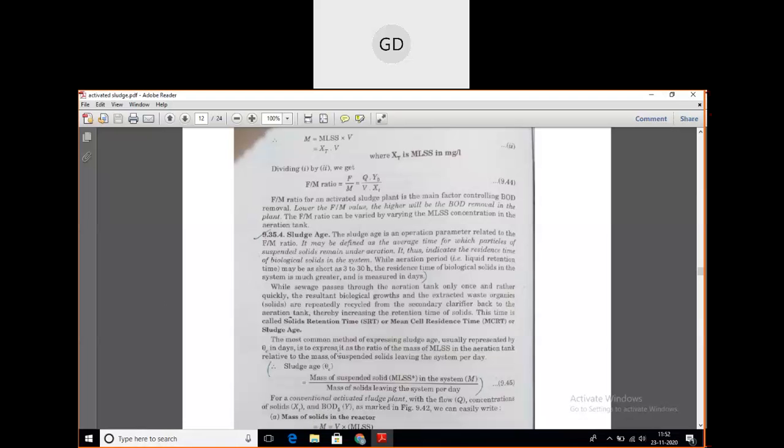Then sludge age also has a formula. You have to write this formula down. Sludge age is equal to mass of suspended solids in the system divided by mass of solids leaving the system per day. The system means your aeration tank. Okay, aeration tank it is saying.